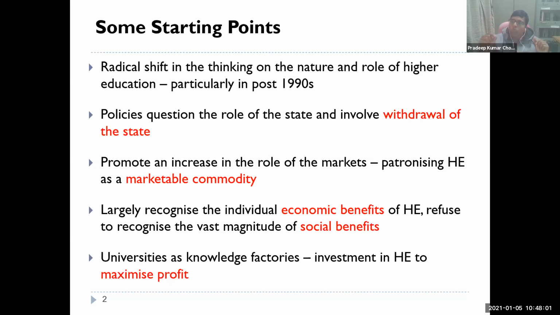So that led to higher investment in higher education by the private sector, and the objective was to maximize profit. So there was investment in higher education which led to maximization of profit. That's the kind of approach that developed.